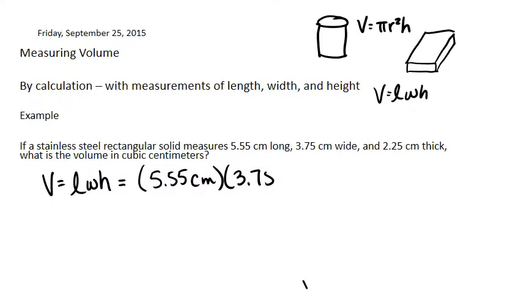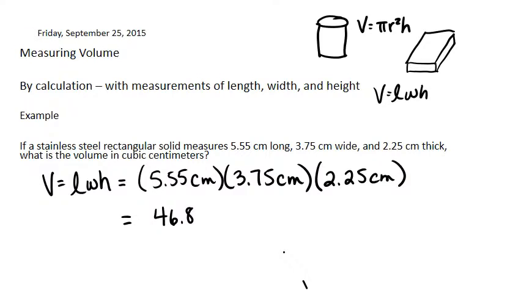we've got three significant figures for your first measurement, 3 significant figures for your second measurement, 3 significant figures for your third measurement. And so our answer is also going to have 3 significant figures. Let me check with my calculator really quickly. 5.55 times 3.75 times 2.25 gives me a number of 46.828125. 3 significant figures then to round that off becomes 46.8, and my units are cubic centimeters.